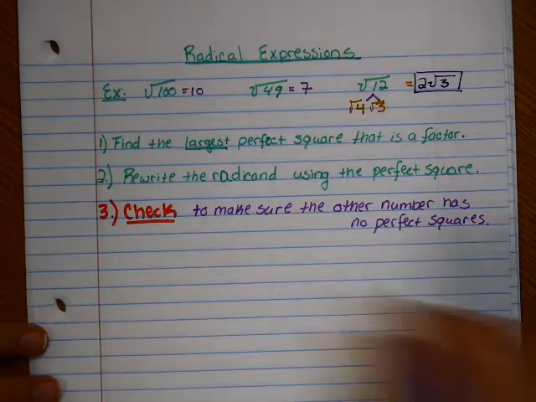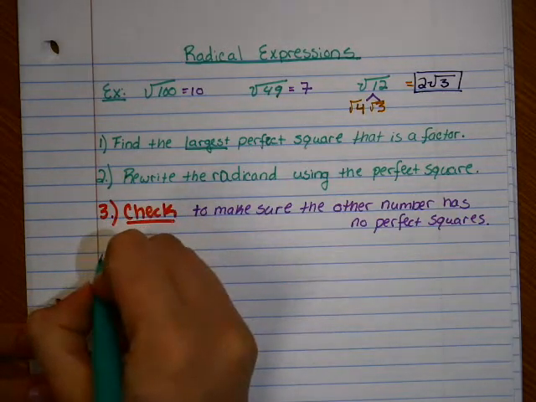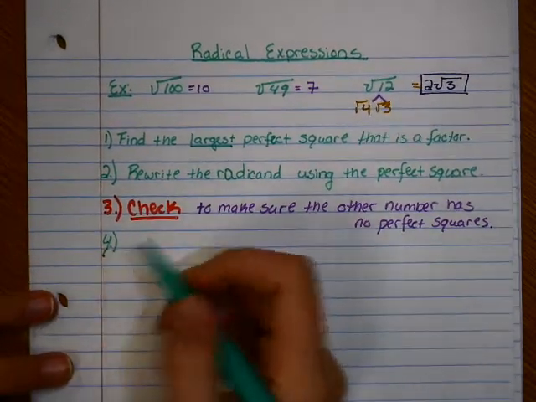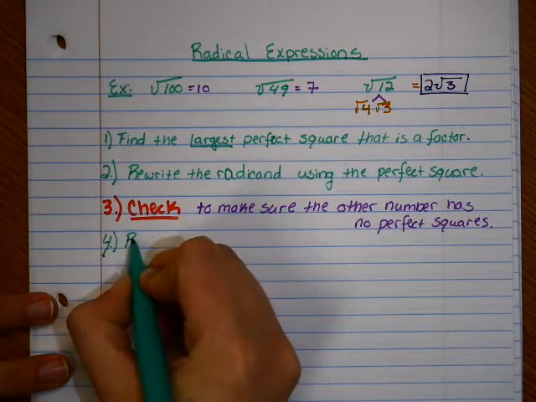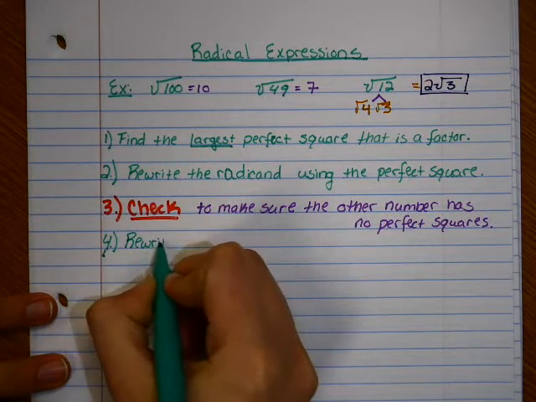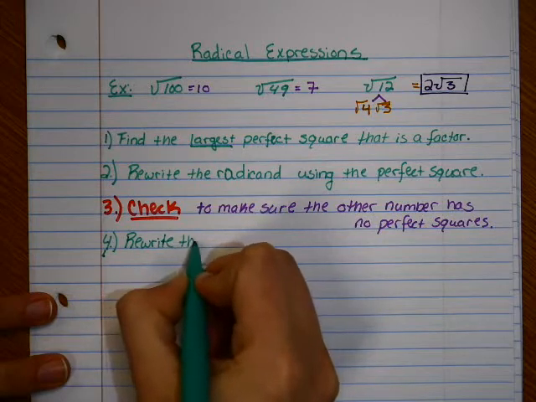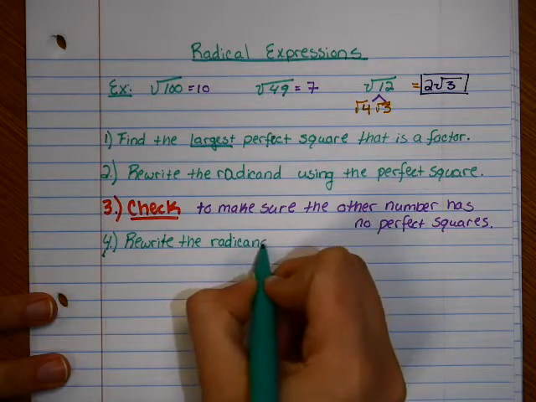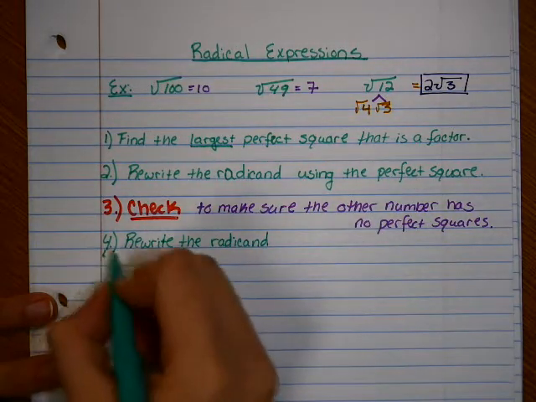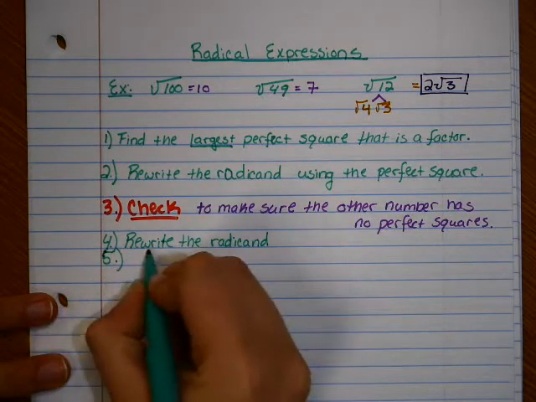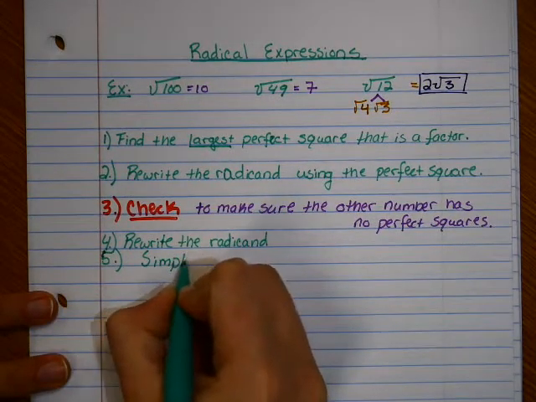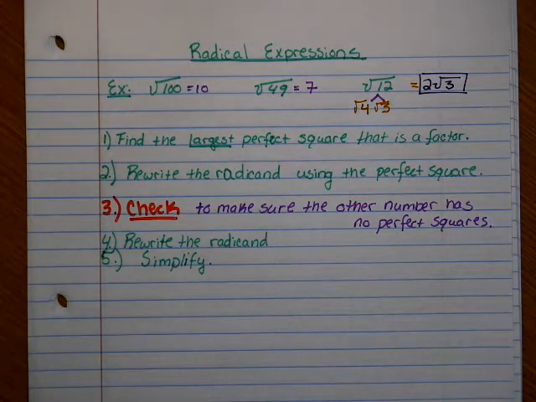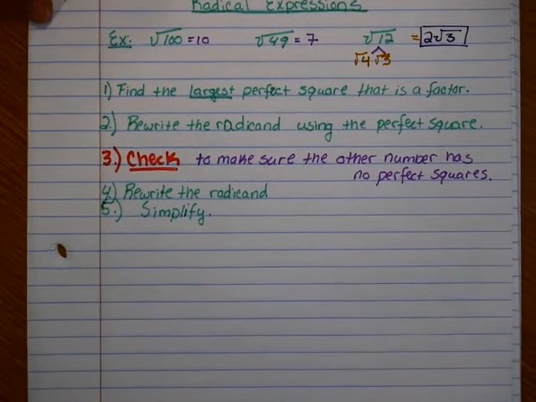Okay. Once we've checked that, and if it turns out we do have another perfect square, we just rewrite the radicand in simplest form. So fifth step, simplify. Okay. So these are just some 5 basic steps we can use as we go through radical expressions and simplifying them.